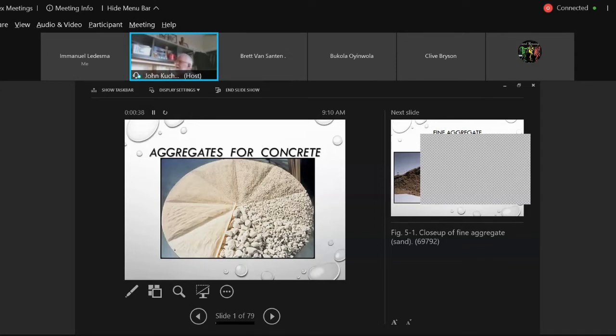And when we look at concrete aggregates, we look at the coarse separately, and then we look at the fine separately. Because later on, this lab that you're going to be doing today is going to be more of a number crunching lab. You would actually be doing analysis and calculations. We're going to mix concrete, or we're going to design a concrete mix for the City of Winnipeg specifications.